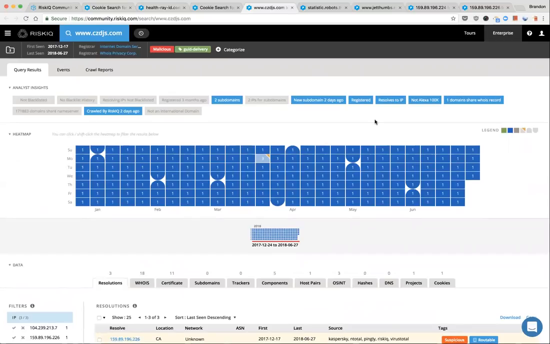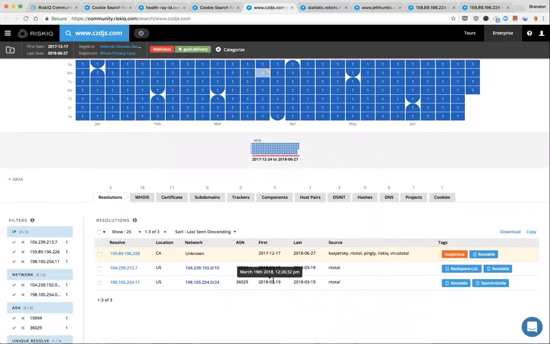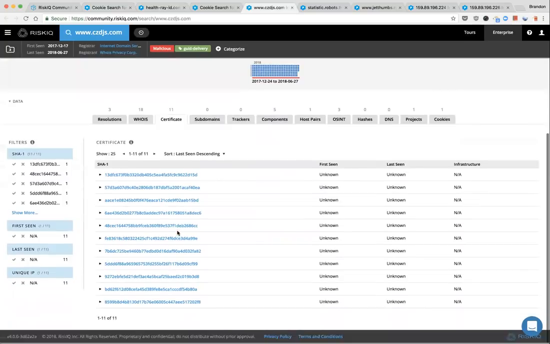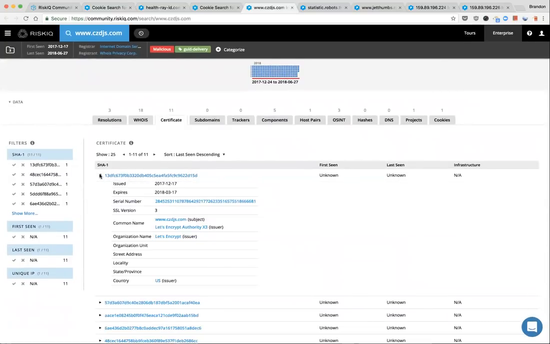We can see here instantly that we only have about 6 months of history on this particular infrastructure, so it's fairly new. We can see that there's a number of resolutions available to us through passive DNS. If I wanted to, I could pivot on this IP address and identify all the associations. I could also see here that there's a number of certificates that have been associated with this particular infrastructure.